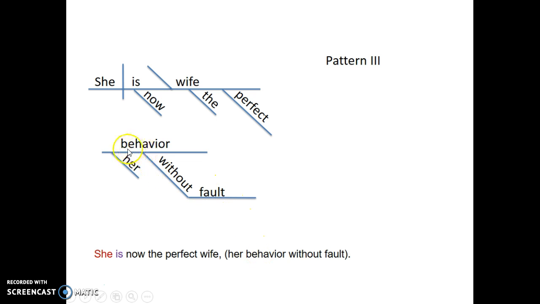So we have our noun is behavior, which goes on the horizontal, and we have the 2 modifiers, the possessive and the prepositional phrase, which go below. No verb there, so it doesn't need a sentence pattern. We're done with that one.